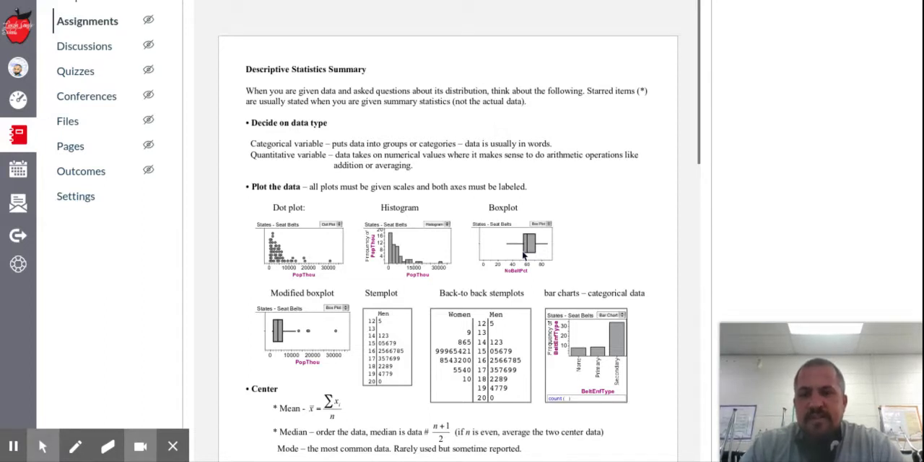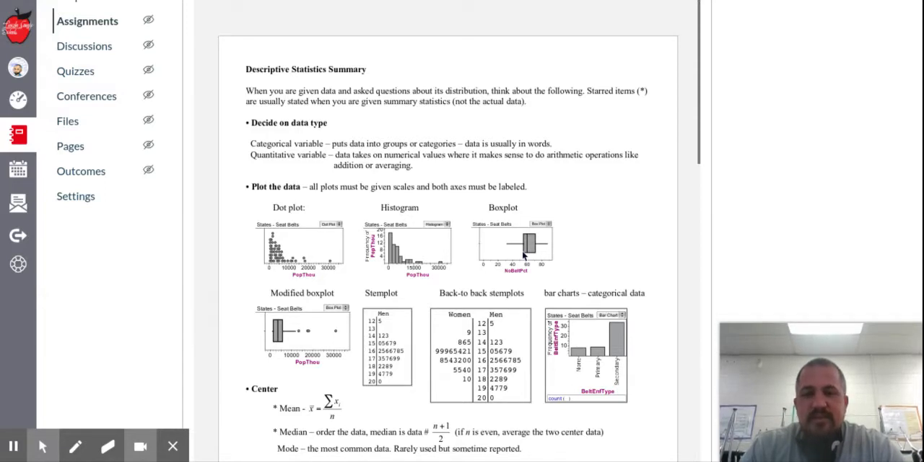The first thing that we talked about is deciding on the data type. We have two types of data. We have categorical variables. That's when we put the data into groups or categories, and that's usually written in words. And then we have quantitative variables. That's when the data takes on a numerical value where it makes sense to do operations like adding or averaging. So if it's a number and you can take the mean or the average of it, then it is a quantitative variable.